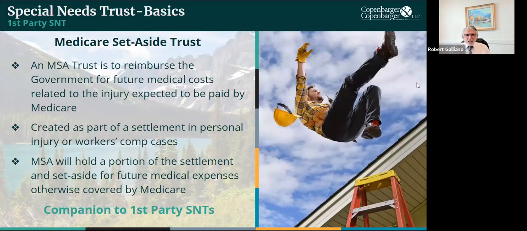So this is a unique type of trust that is created under certain specific circumstances, generally, again, personal injury situations, workmen's compensation cases. And again, the purpose of the MSA is that the MSA will hold a portion of the settlement and set it aside for future medical expenses otherwise covered by Medicare.